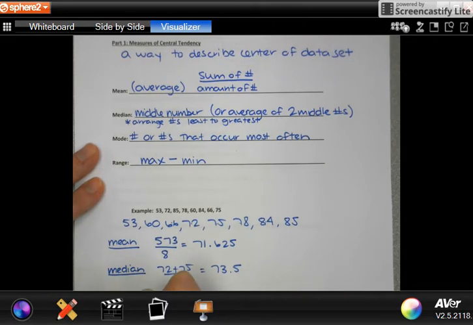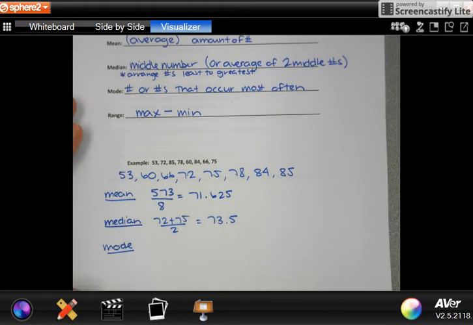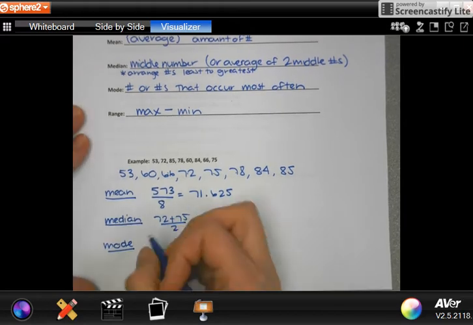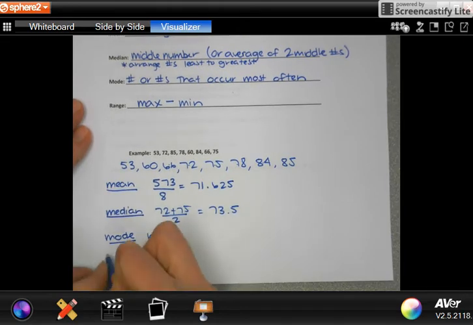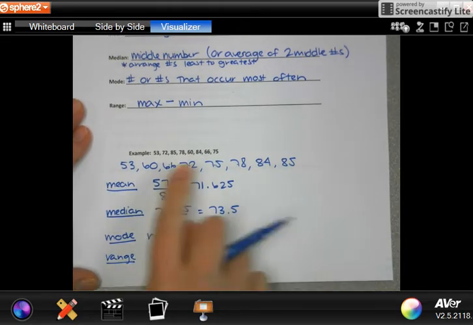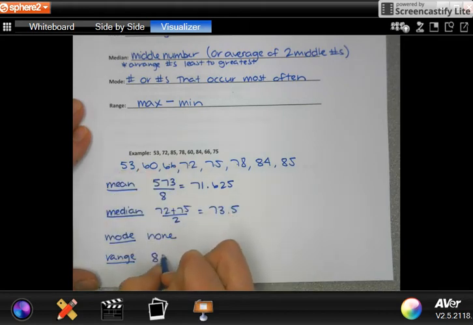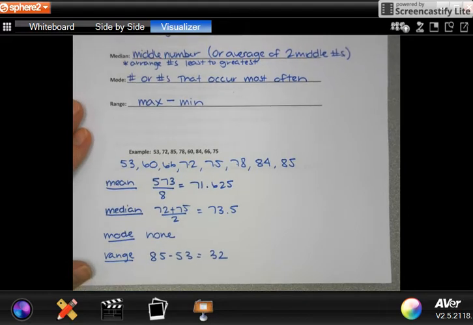The mode is the number that occurs most often. Now, looking at the list, there's no repeats, so there really is no mode. And then the range is just the biggest number minus the smallest number. So 85 minus 53, the range is 32. So that's telling you sort of the spread of values.